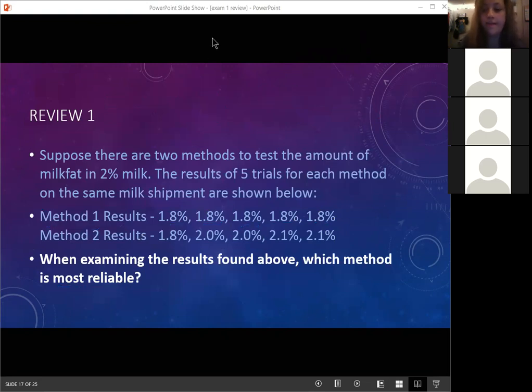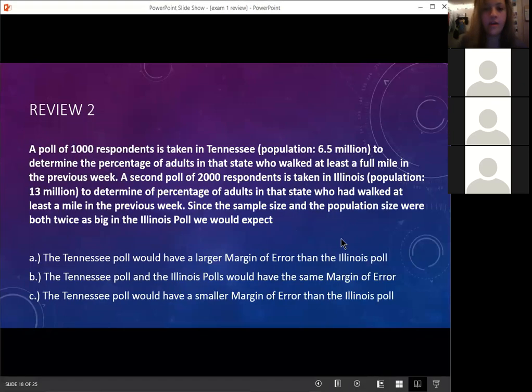All right, let's do another one. A poll of 1,000 respondents is taken from Tennessee, with a population of 6.5 million, to determine the percentage of adults in that state who walked at least a full mile in the previous week. A second poll of 2,000 respondents is taken in Illinois, population of 13 million, to determine the percentage of adults in that state who had walked at least a mile in the previous week. Since the sample size and the population size were both twice as big in the Illinois poll, we would expect what? Go ahead and check out these answers and let me know what you think.